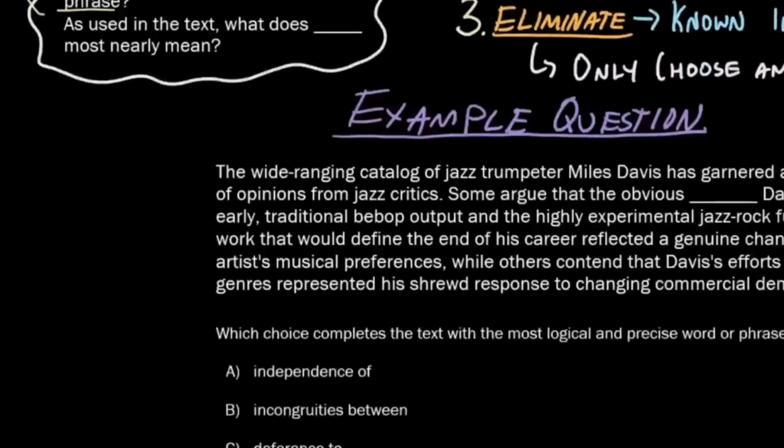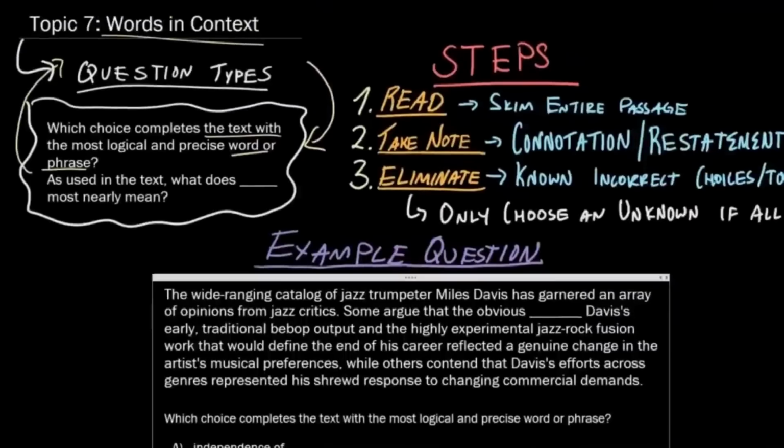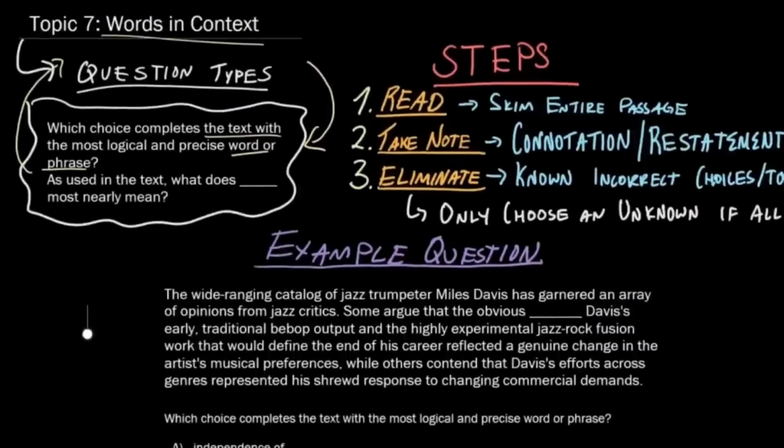All right. Now, sometimes they'll give you a couple of words that really make sense, but again, there's going to be a main word. So here, for example, incongruities or deferences or preferences or independence, etc. Right? And then, as used in the text, and this is just going to be some vocab word. What does that most nearly mean?